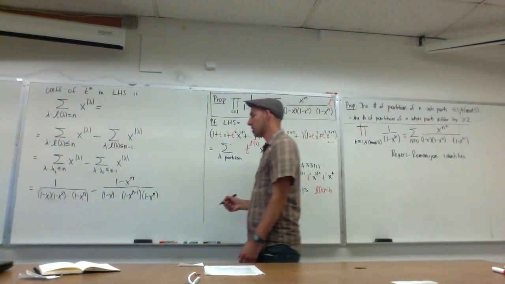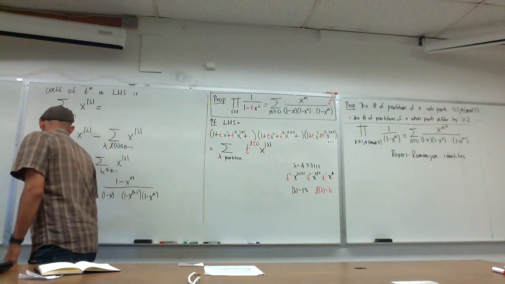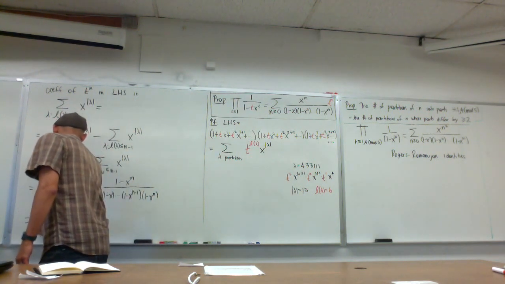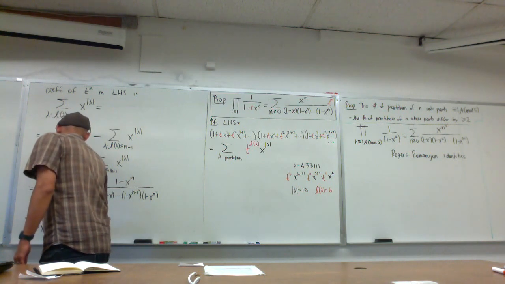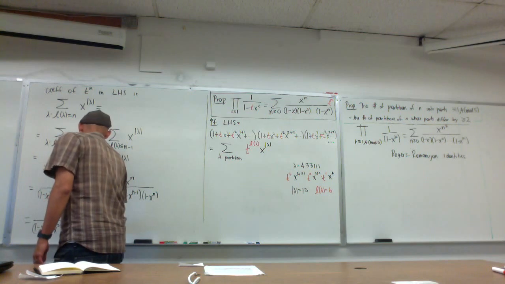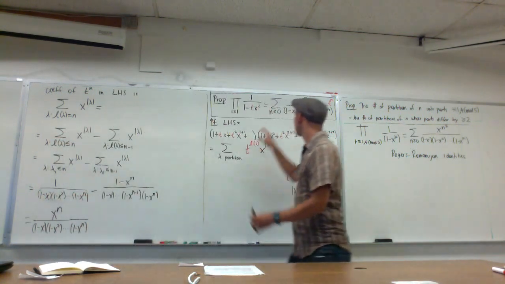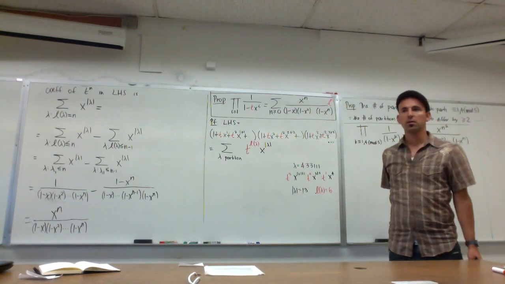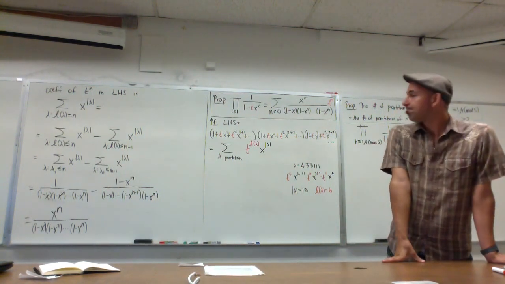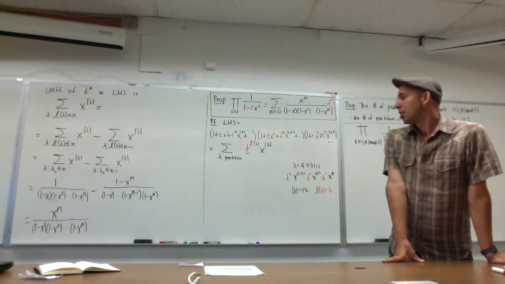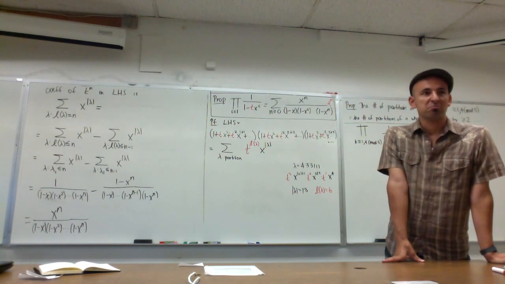And then I get what I want, right? Equals x to the n over 1 minus x squared up to 1 minus x. And that's what I wanted because that's this. So that's a proof. Okay. That's a proof. It's a nice, simple proof.